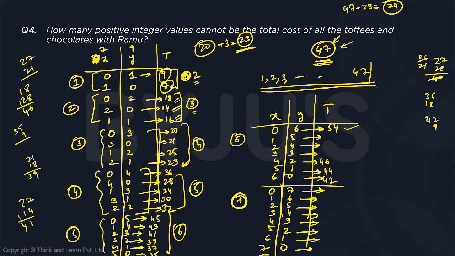Yeah, so 54 is counted. Now 9 5s are 45, 45 plus 7 counted. This will be counted. 9 4s are 36, 36 plus 14, 50 counted. 9 3s are 27, 27 plus 21, this is counted. Then 46 counted, these 3 are anyway counted. So all of these, how many are there? 1, 2, 3, 4, 5, 6, 7. These 7 are also counted.